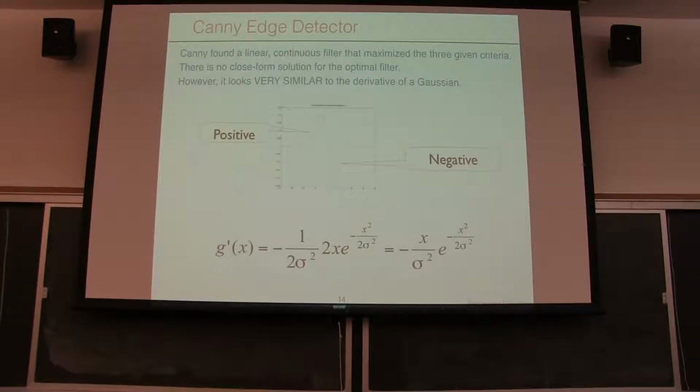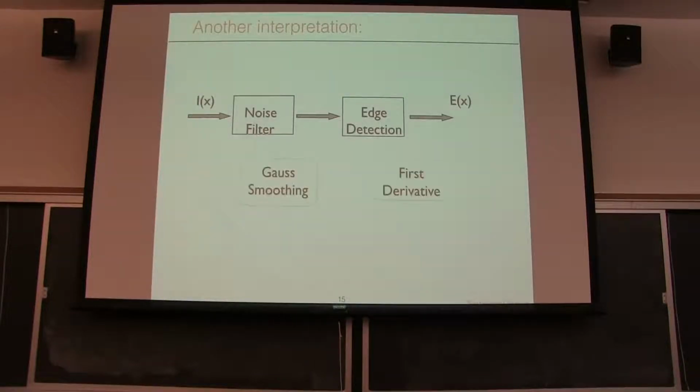So this is the basics of the Canny edge detector, but it's not the only thing about the Canny edge detector. As I had in my first slide, he addressed three things. He wanted to have good detection, good localization, and low false positives. So he did this.